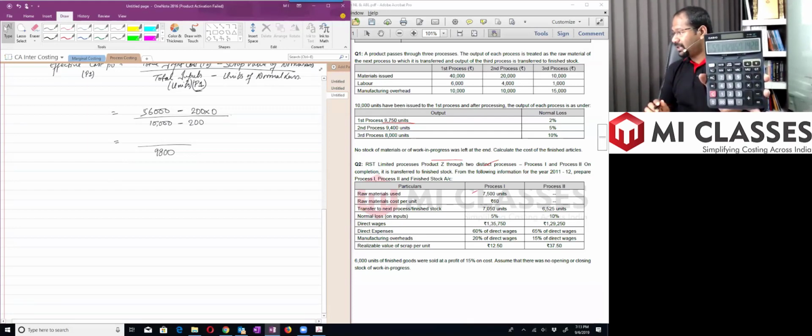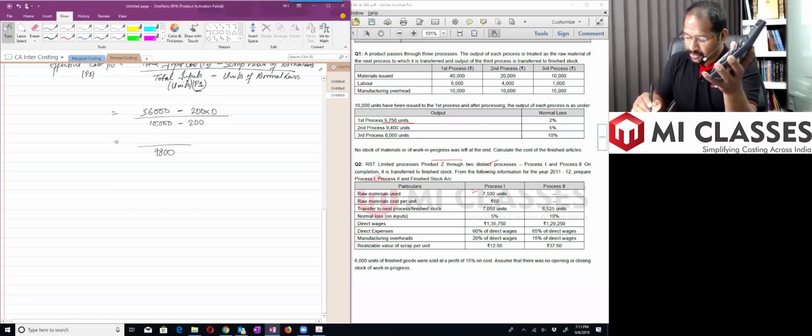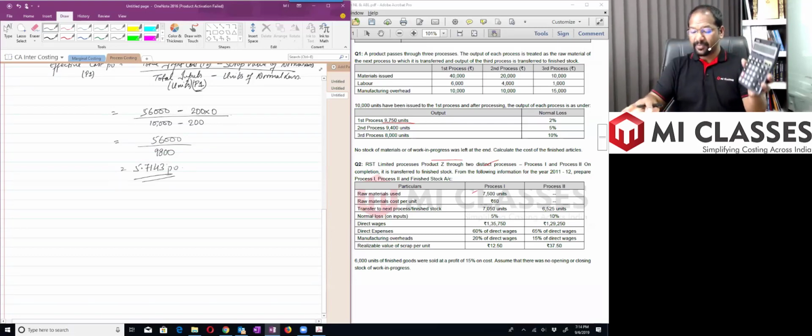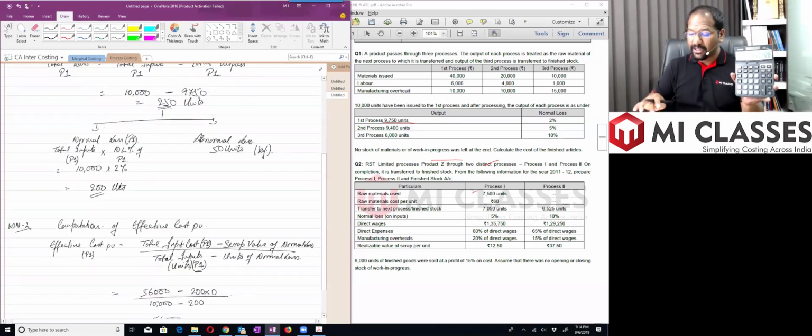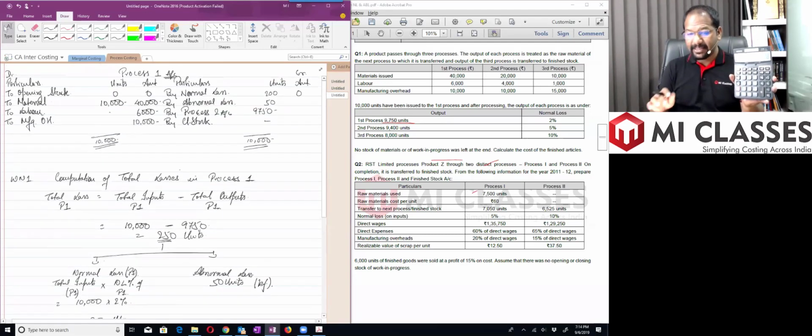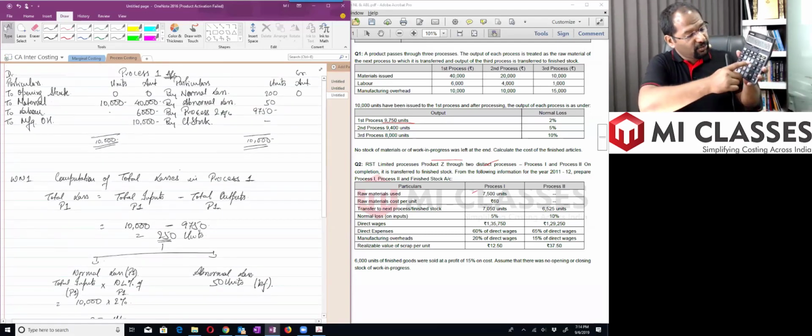So you are getting 5.7143. All right. So 56,000 divided by this, we got 5.7143 per unit. This is what we have got, effective cost per unit. Remember, there is a calculator shortcut. We are not going to cancel the data, and in calculator we place it in.